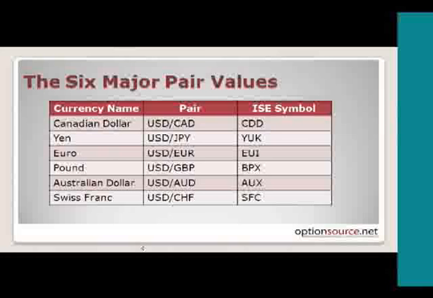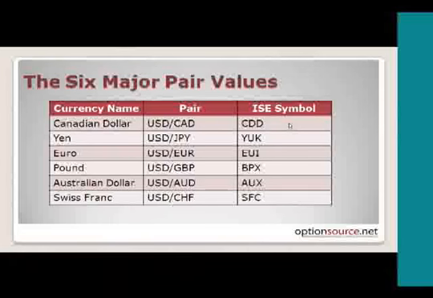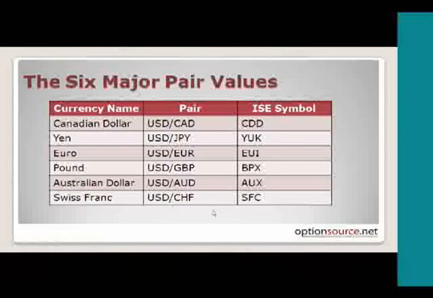So you'll see that the Canadian dollar, U.S. dollar base, which is not unlike the spot market, the ISE symbol for that is the CDD, and as you can see here, each one of these currency pairs has its own specific symbol based on, for lack of a better word, the index or the pair value that the options are traded upon. So you've got the CDD, you have the YUK for the yen, you have the EUI for the euro, the BPX for the pound, the AUX for the Aussie dollar, and of course the SFC for the Swiss franc.